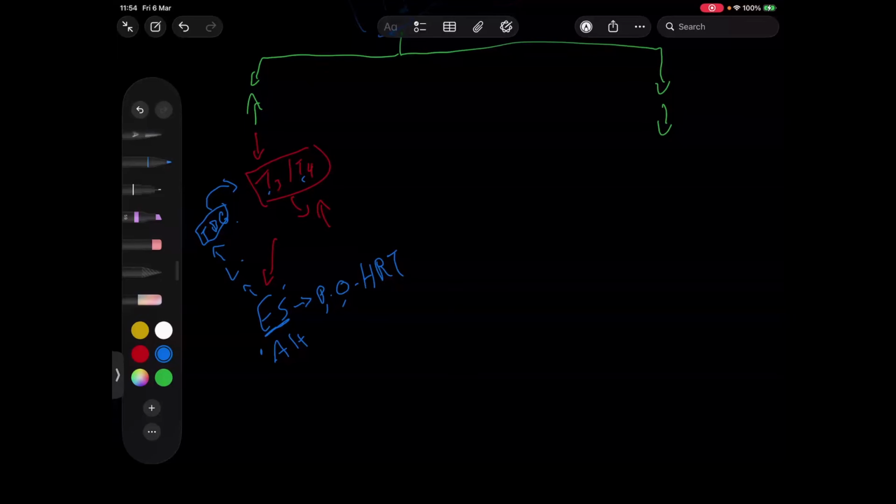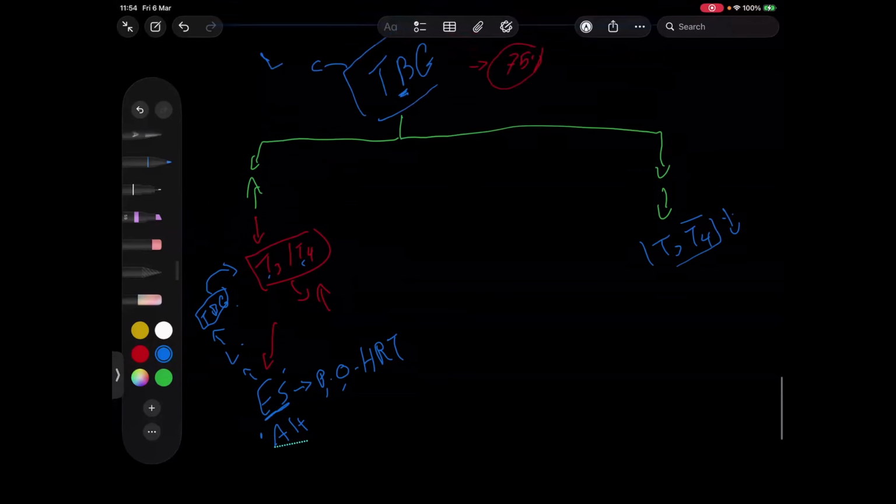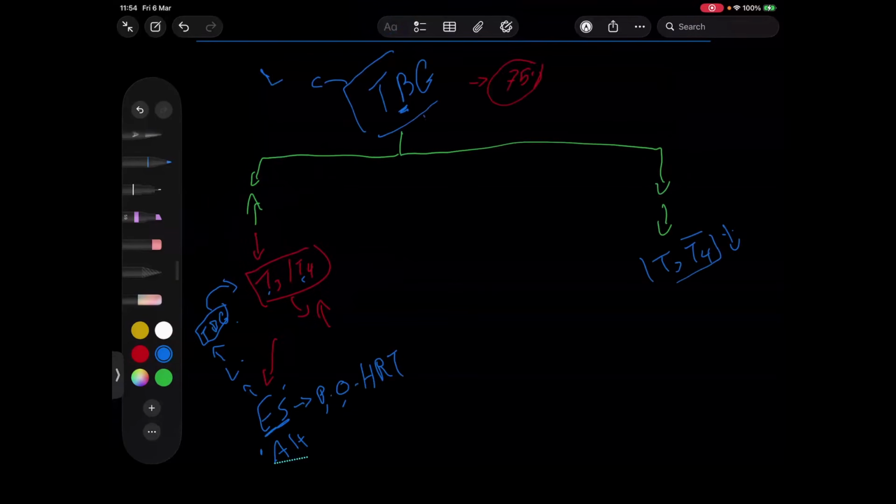Yes. Next point. If you have a low TBG, what's going to happen to T3, T4? Low too. Same direction. Remember, T3, T4, and TBG, same direction. Just write it down under the definition which you wrote: TBG and T3, T4, always the same direction.